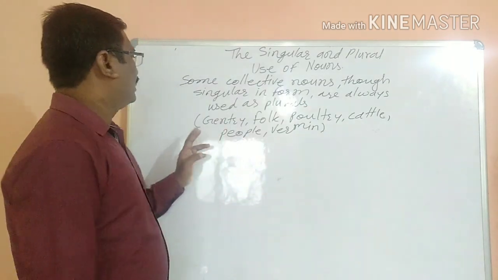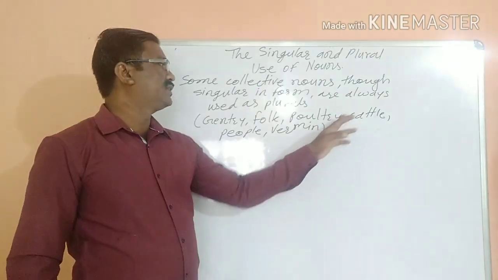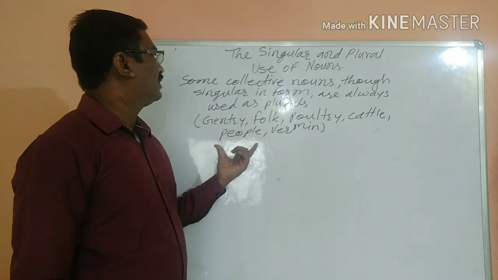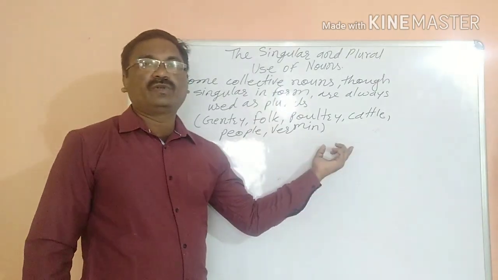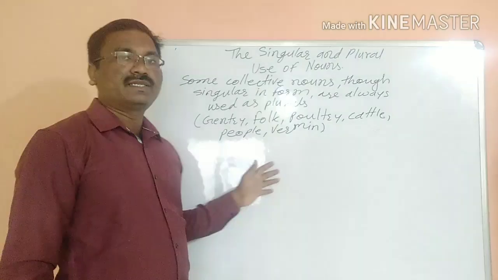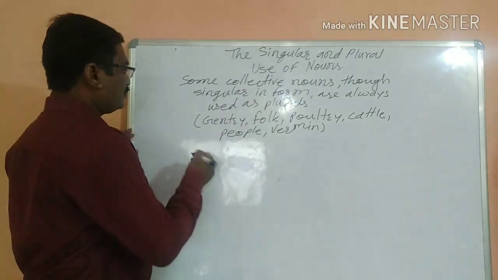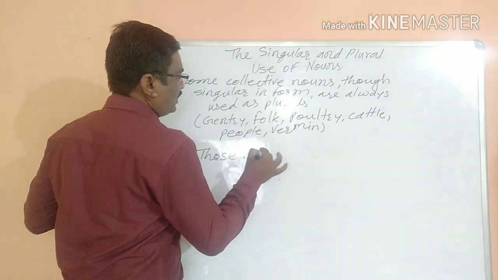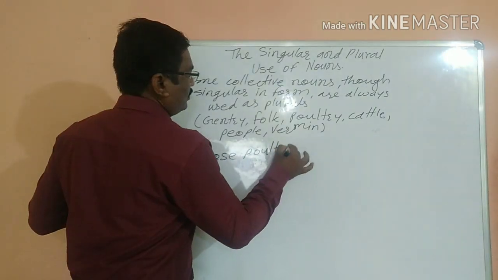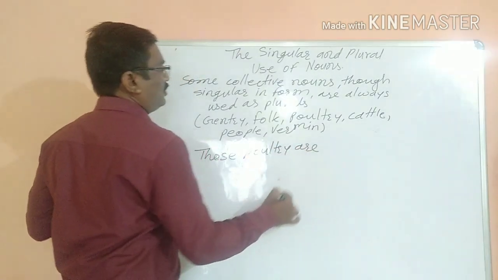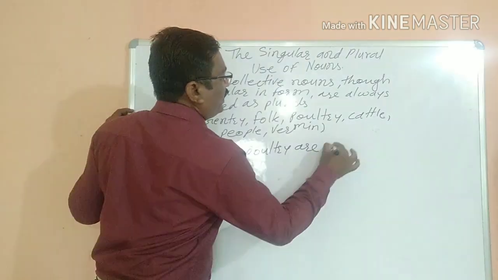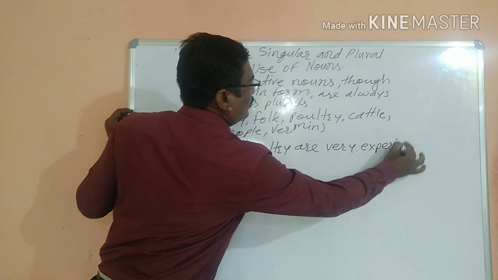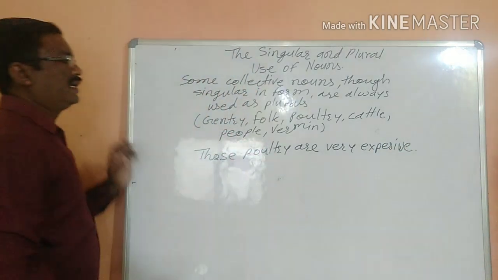Dear students, gentry, folk, poultry, cattle, people, vermin, such kinds of words are always used as plural. You should not use them as a singular. For example, those poultry are very expensive. Those poultry are very expensive.